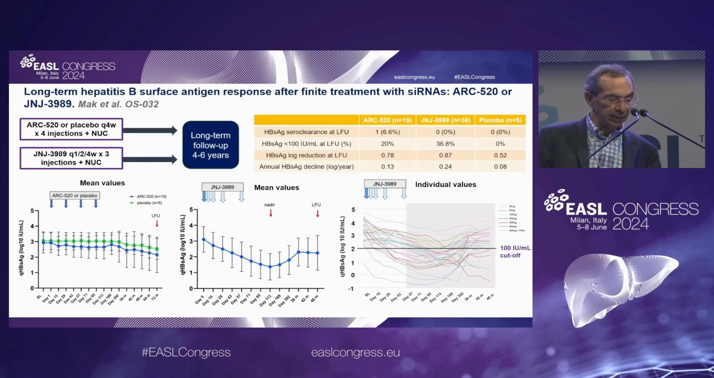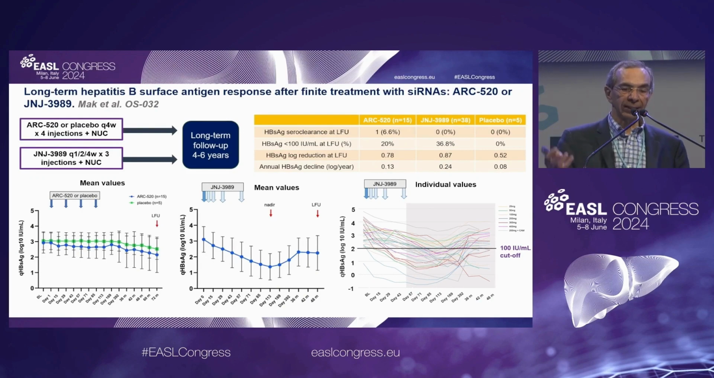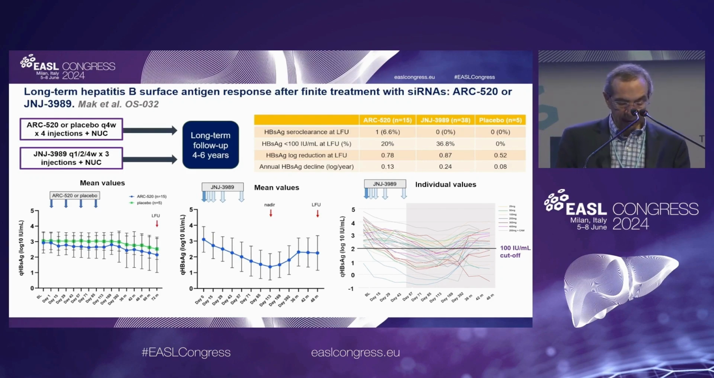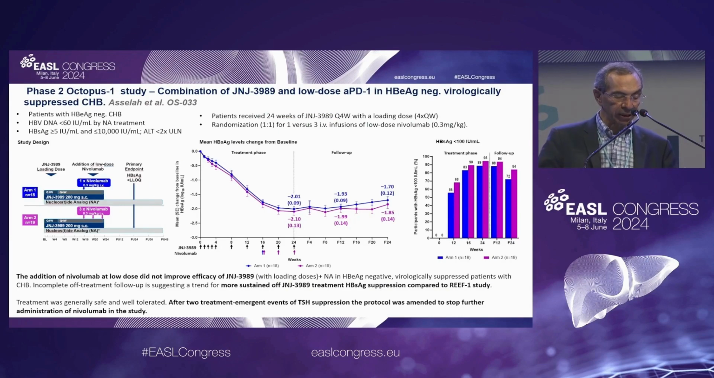There was a very interesting study of a long-term follow-up of patients who had received in clinical trials the siRNA ARC520 or the J&J 3989, with a 4 to 6 year follow-up. And the study presented by Dr. Mack showed a maintenance of the HBs suppression over time with a mean reduction of 0.8 log, and they could observe 20 to 37% of patients with HBs below 100, but only one patient had an HBs clearance. The question is, what should we combine in addition to siRNA?